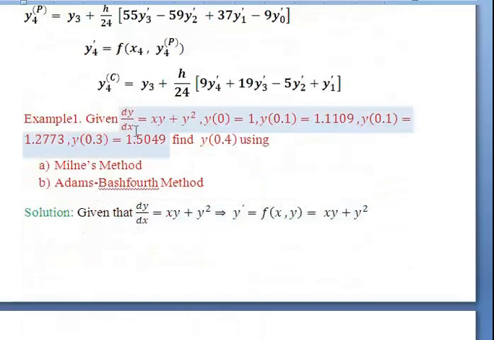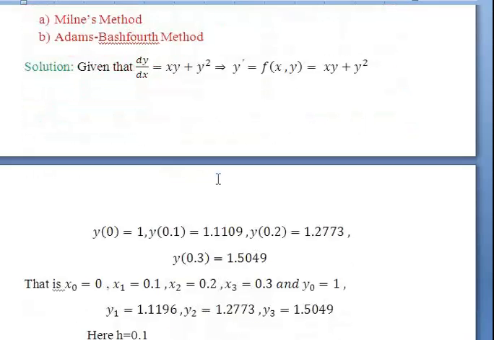Given that dy by dx equals x into y plus y square, y at 0 is 1, y at 1 is 1.1109, y at 2 is 1.2773, and y at 3 is 1.5049. Find y at 4 by using the Milne and Adams-Bashforth methods.